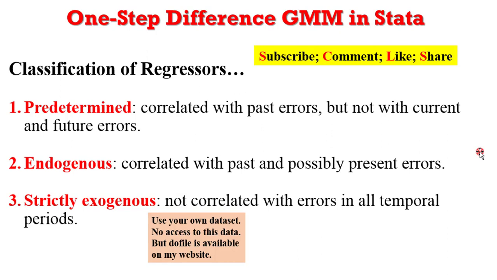But before we go into the analysis, let me pause a bit to discuss the classification of regressors under GMM. There are three categories. The first are known as predetermined regressors. These regressors are assumed to be correlated with the past errors, but not with current and future errors. Endogenous regressors are assumed to be correlated with past and possibly present errors, while strictly exogenous regressors do not have any correlation with all errors across all the time periods.